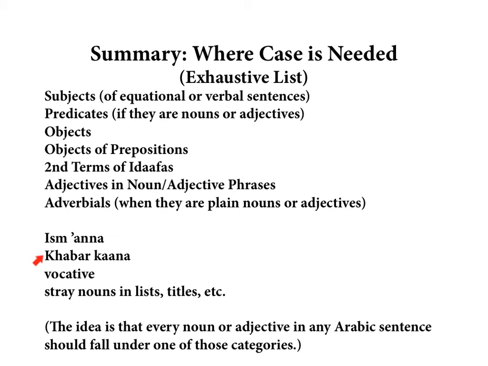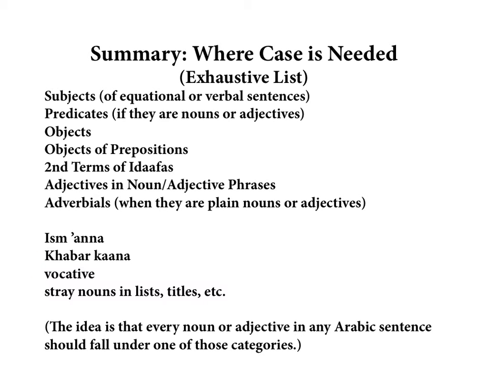Khabar kana is also related to equational sentences. A normal equational sentence has a nominative subject and a nominative predicate, but if you put a sister of kana on the equational sentence, then the predicate becomes what we call a khabar of kana, and it becomes accusative. So these two features, ism anna and khabar kana, change things that are originally nominative, subjects of equational sentences and predicates of equational sentences, and change them to accusative.